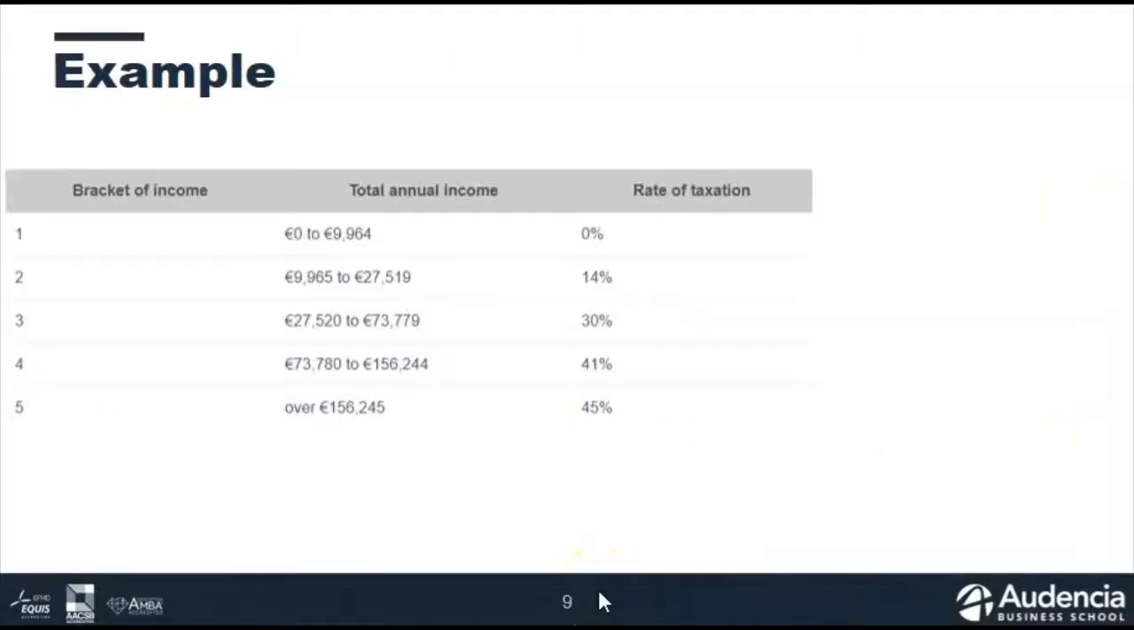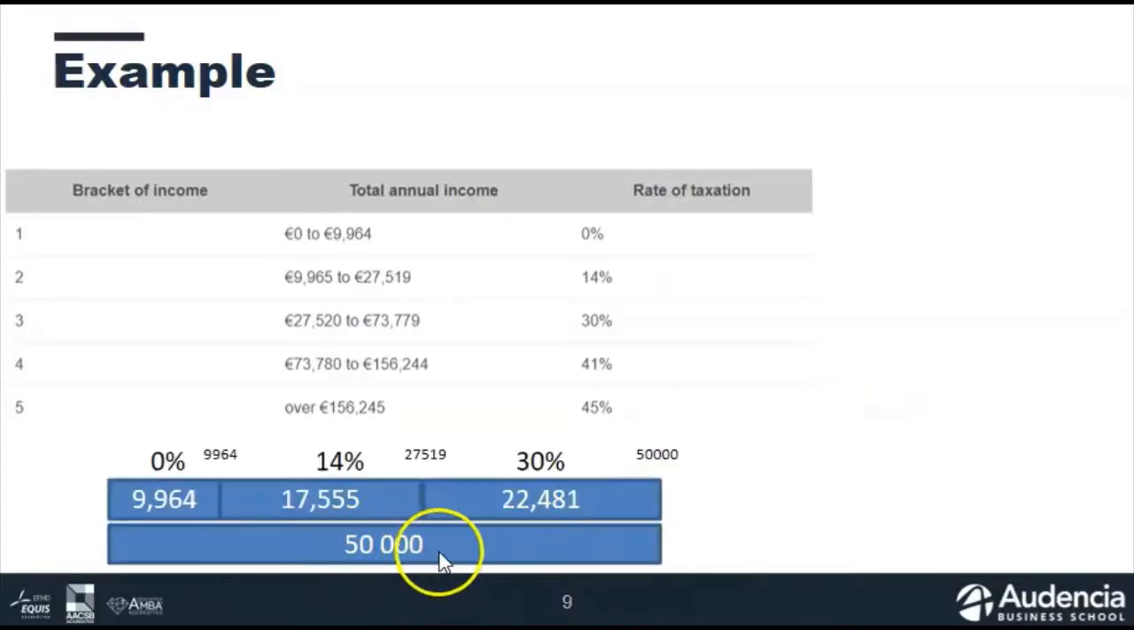So here we have the marginal tax rate system that exists in France today. We have different brackets of income, which you see over here. And here are the brackets, the total annual income for each bracket. If somebody were earning 50,000 euros per year, for example, the last euro earned would fall into this tax bracket here. Okay, so let's see how tax is actually calculated with a marginal tax rate system like this.